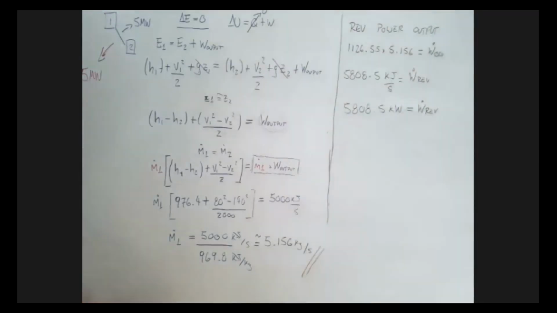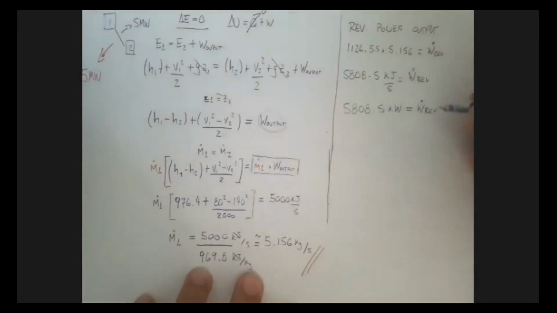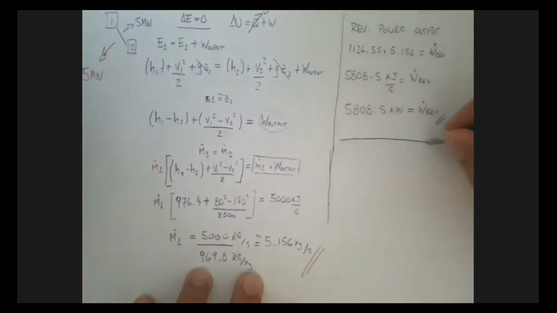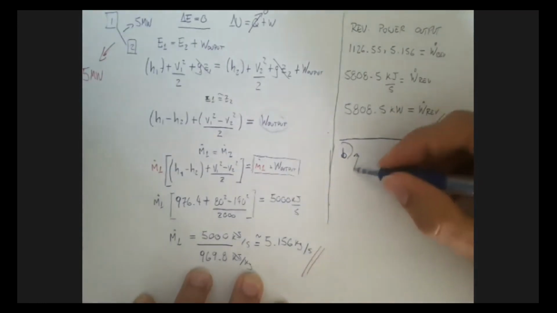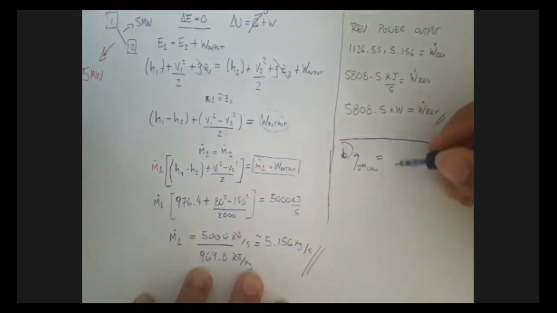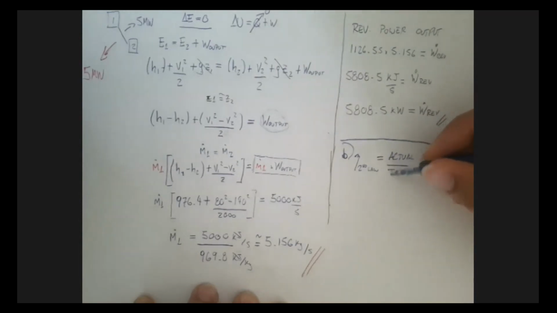Okay, so let's finish off. That's part A, and part B asks us what is the second law efficiency of the turbine. Part B is quite simple, right? If you remember, second law efficiency is related to how much we actually could get in relationship to how much we got. So our actual output in relationship to our maximum possible output.